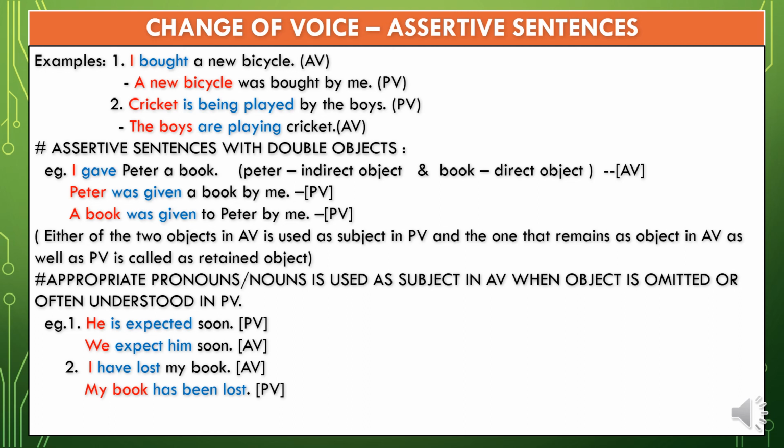So that is why in such cases the object is understood or assumed. If the object is understood or assumed, then you don't have to mention it in the passive voice. So remember here that if there are two objects in the active sentence, then you can use any one of those two objects as subject in the passive voice. Or if there are no objects in the passive voice, then it means that the object is assumed, and that assumed object you have to use as subject in the active voice. Okay.